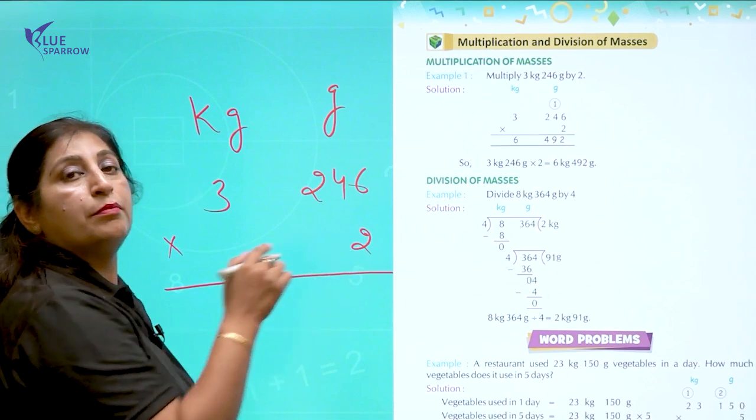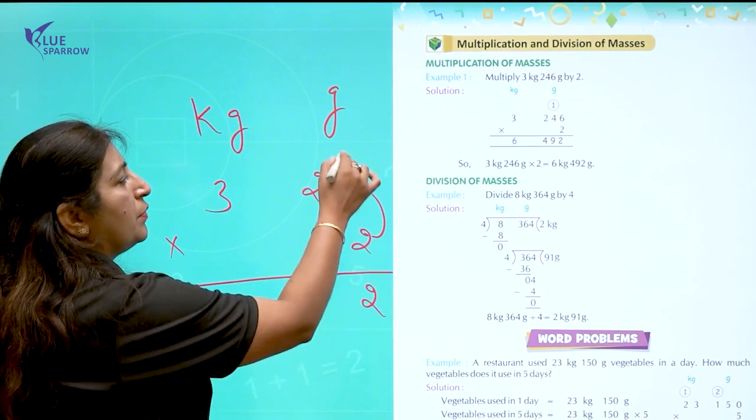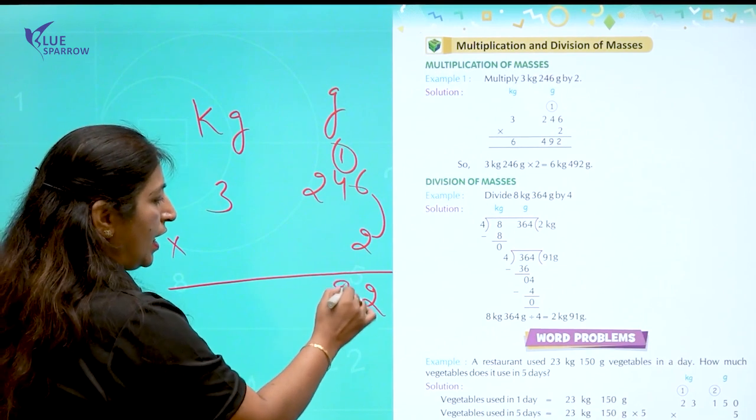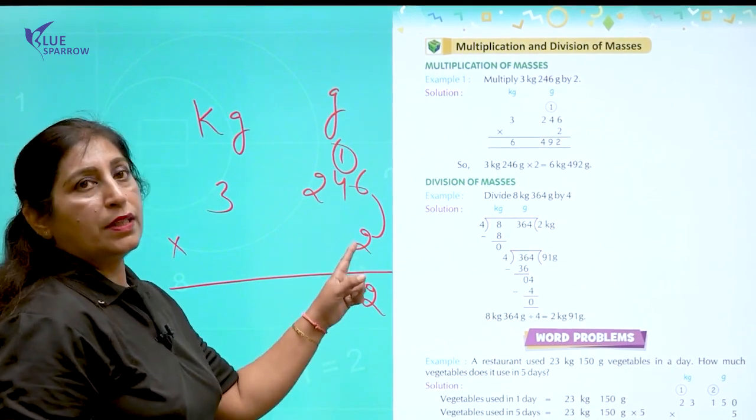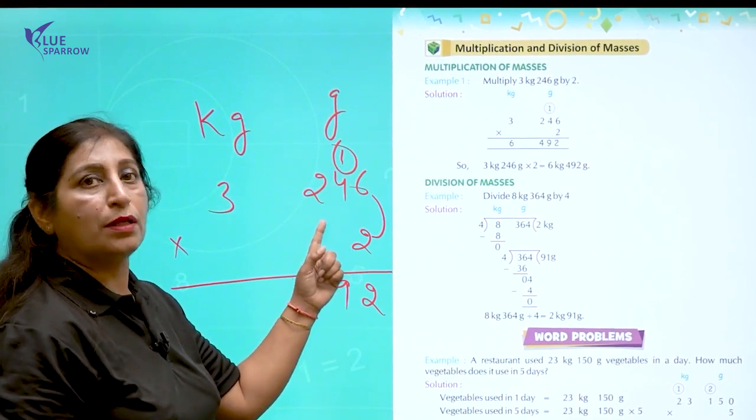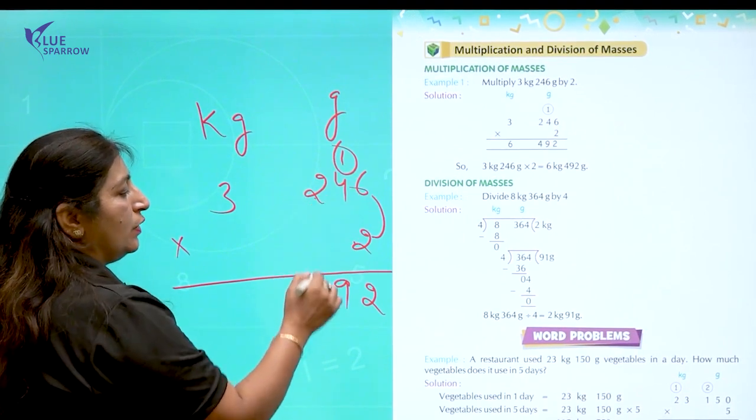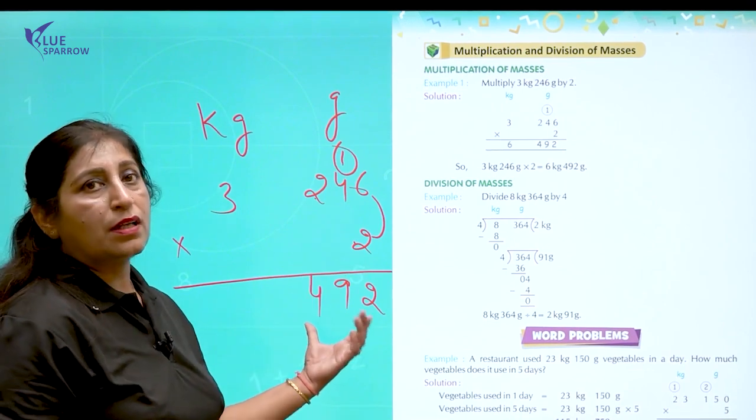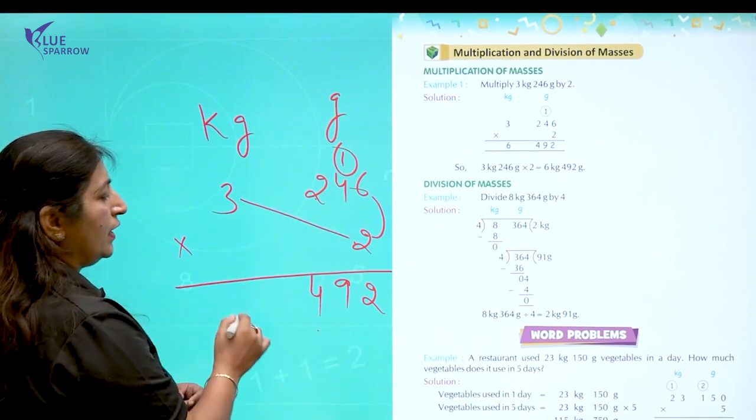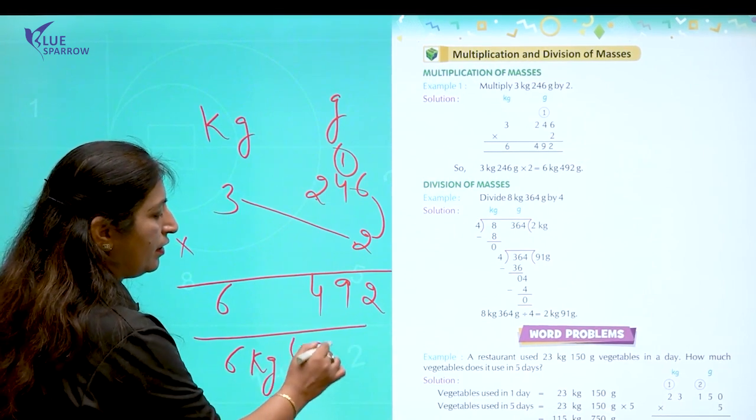Firstly, we would multiply grams by 2. 2 sixes are 12. Means 1 would be carried to the tens column. 2 fours are 8 and 1 gives 9. We would just multiply these numbers and the carried digit would be added to the product. And we would multiply 2 with 2, it gives us 4. So grams are 492 here. And when we multiply kilogram with 2, it gives us 6. So your answer would be 6 kilogram 492 gram.